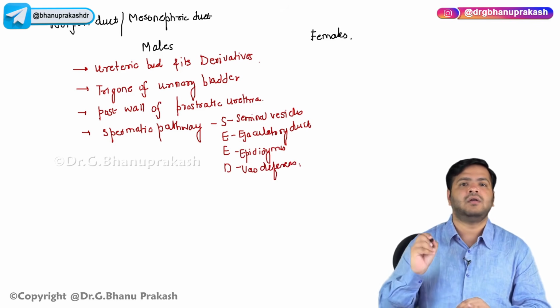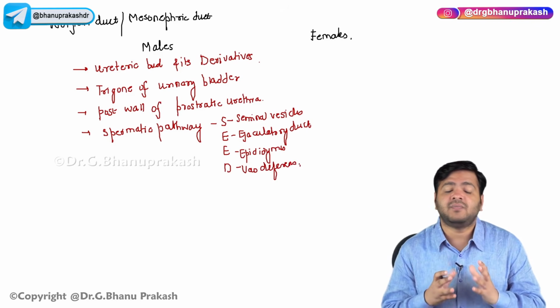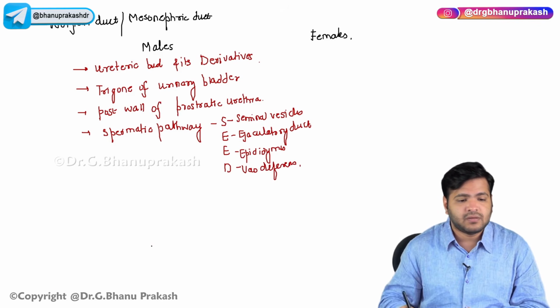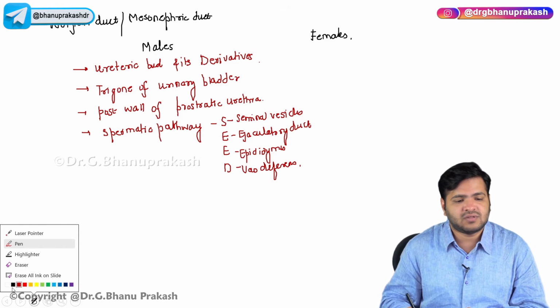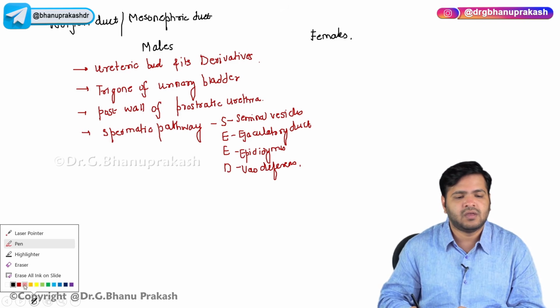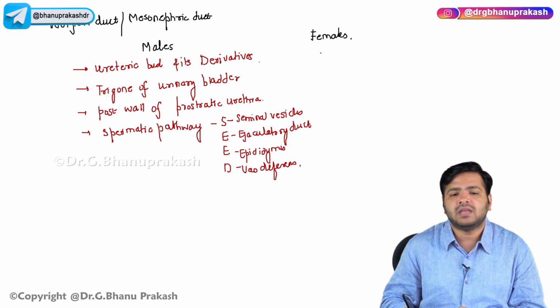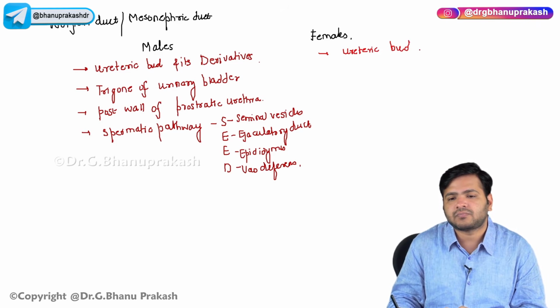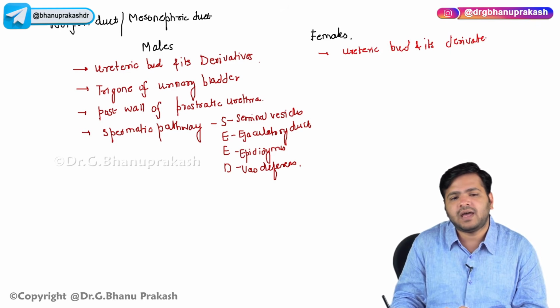Now, in females, the remnant of the Wolffian duct is theirs, right? But let's talk about the other structures and summarize first. Yes, in females it will give rise to the ureteric bud and its derivatives. Apart from that, it will again give rise to the trigone of the urinary bladder.